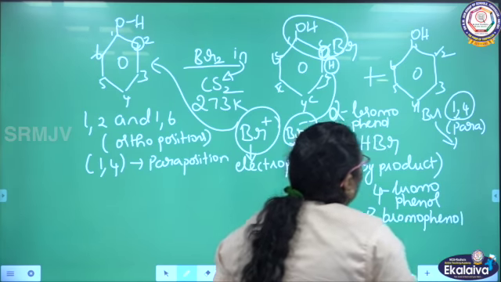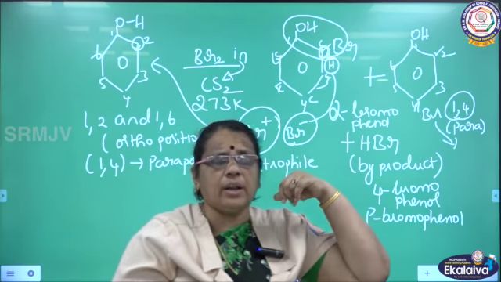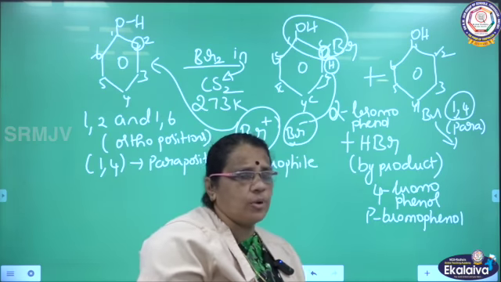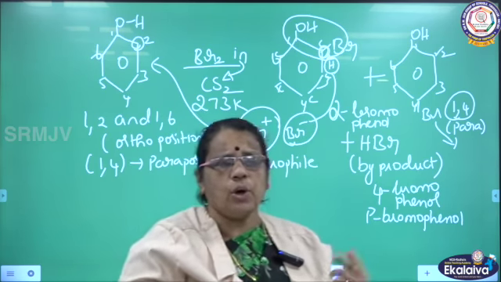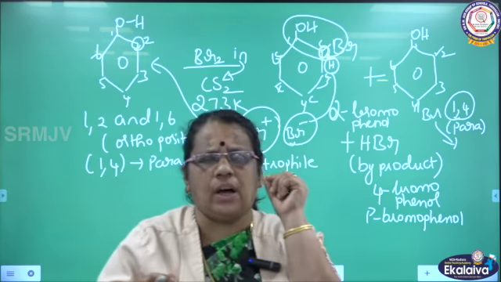2-bromophenol or para position bromine. 1, 4 position, para position. In para position, bromine is substituted. Either you can write 4-bromophenol or we can call it para-bromophenol. So this reaction talks about the bromination of phenol.